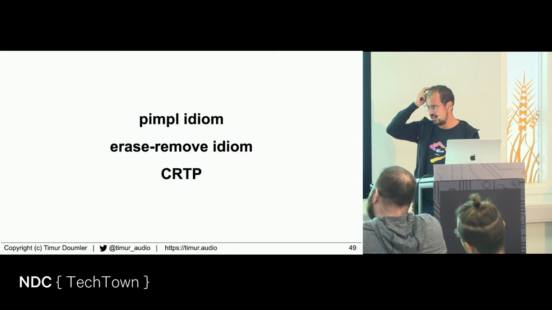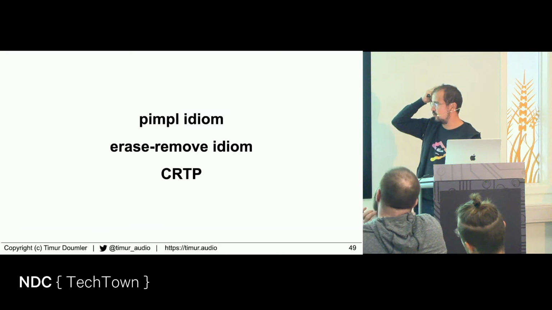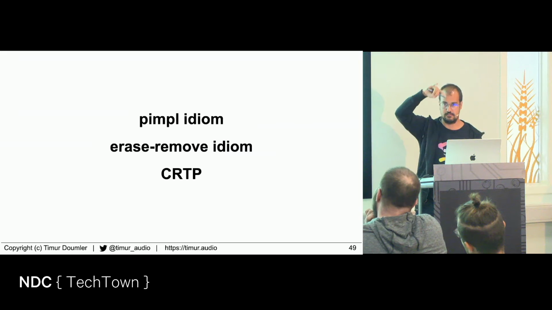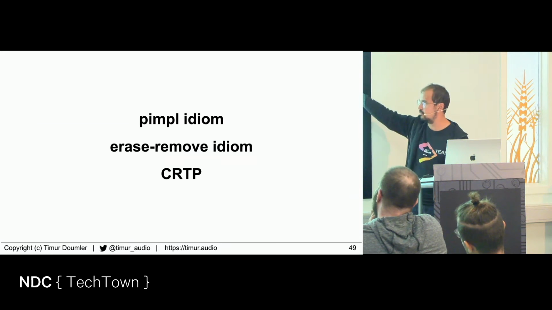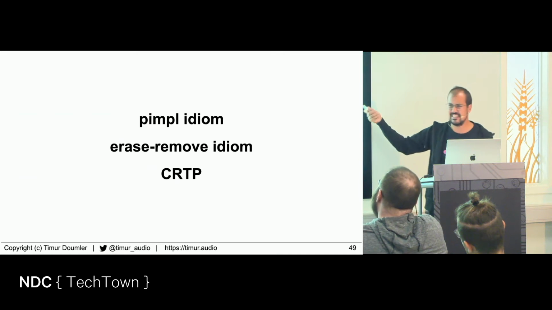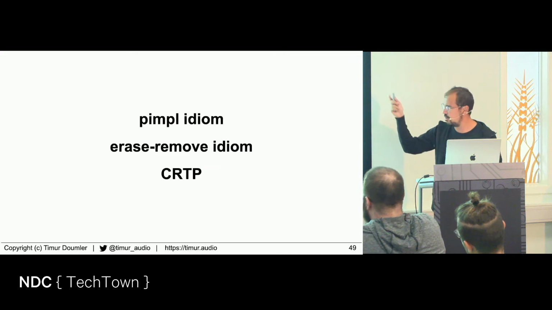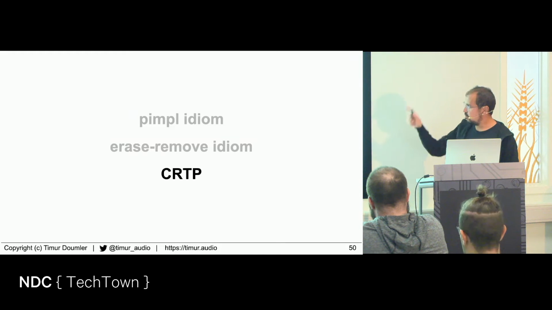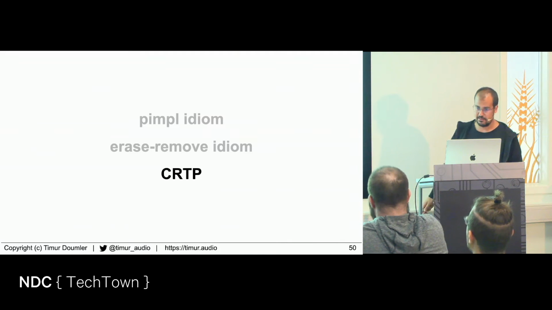The pimpl idiom, I haven't really seen it around as much anymore. The erase-remove idiom we got rid of in C++20. We now have std::erase. You pass in a vector. You don't have to do this ever again. So we are simplifying these things. These things are ugly. They're hard to learn, right? And one by one, we are getting rid of them. And now we're getting rid of CRTP, which I'm very happy about.